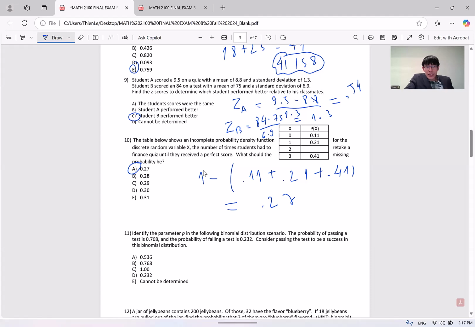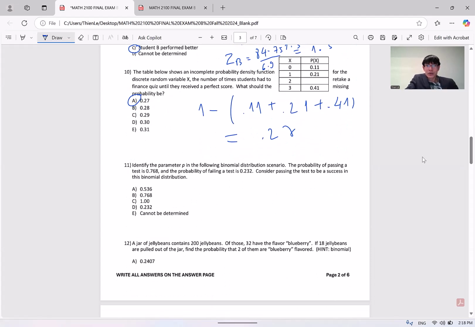Identify the parameter P in the following binomial distribution scenario. The probability of passing the test is 0.768, failing is 0.232. Okay, pass plus fail will be 1, right? Considering passing the test to be success. Okay, so here success is passing. So what is the P, right? That's just the parameter for the binomial if you model that by binomial.